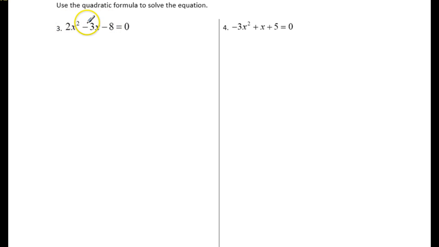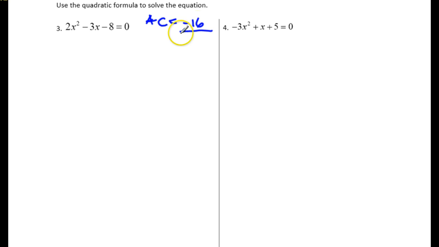I can't divide 3 by 2. So remember, when the a is bigger than 1 and you can't make it 1, we're going to have to factor it this way. Remember, you have to do your a times c. So here my a times c is 2 times negative 8, which is negative 16. So that's the number I'm going to use to get my pairs, right?